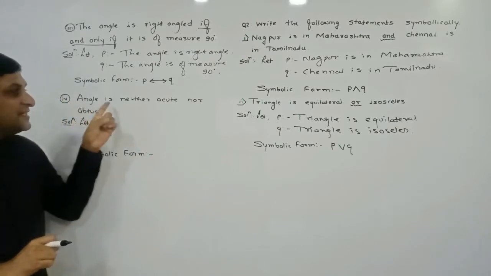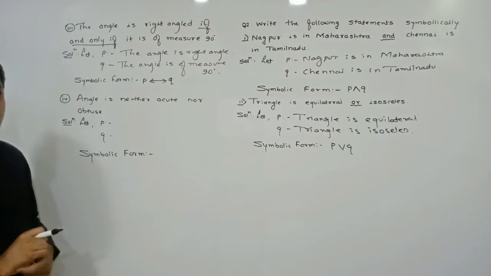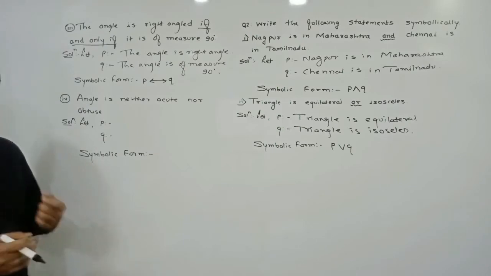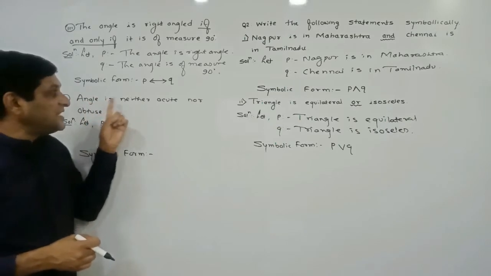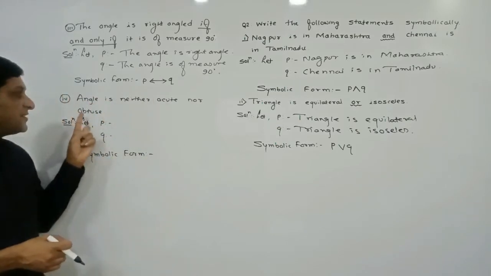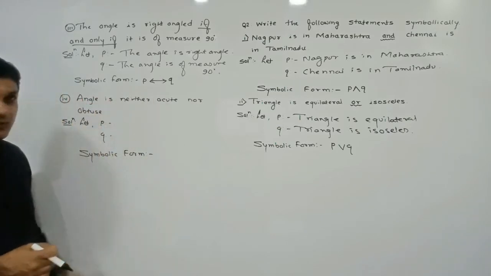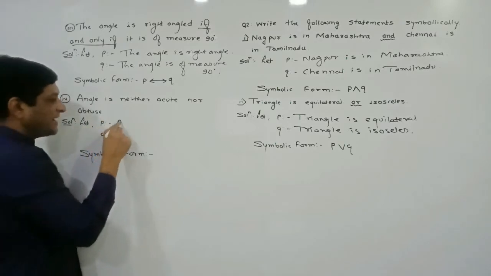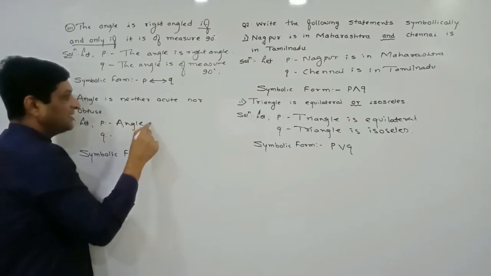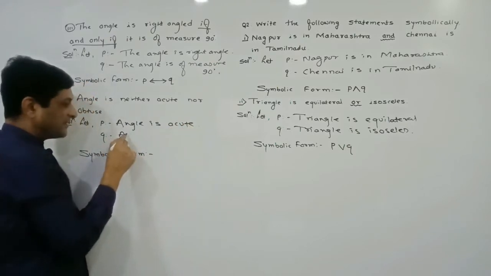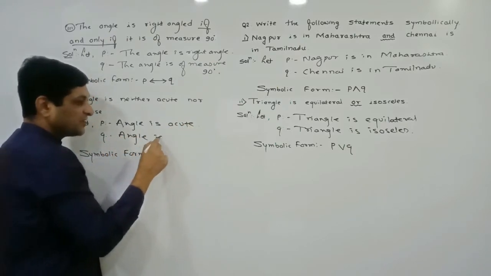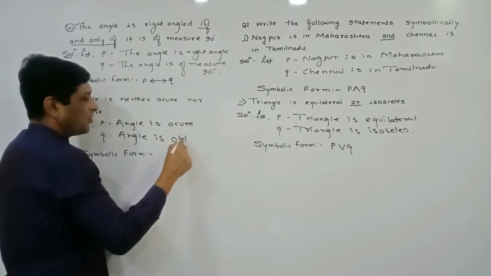Lastly, see: the angle is neither acute nor obtuse. So here neither nor is used. The first part of the statement is: angle is acute, and the second part is: angle is obtuse. So denote the first part, angle is acute, by P, and the second part, which is nothing but angle is obtuse, by Q.